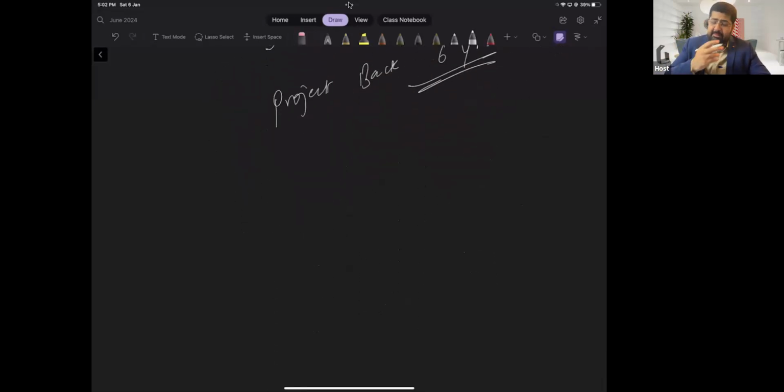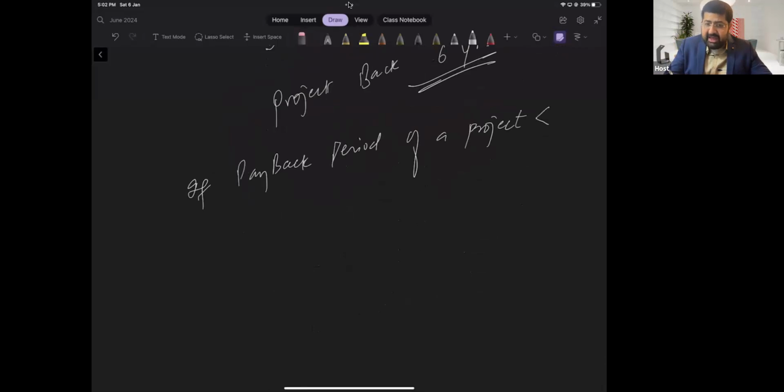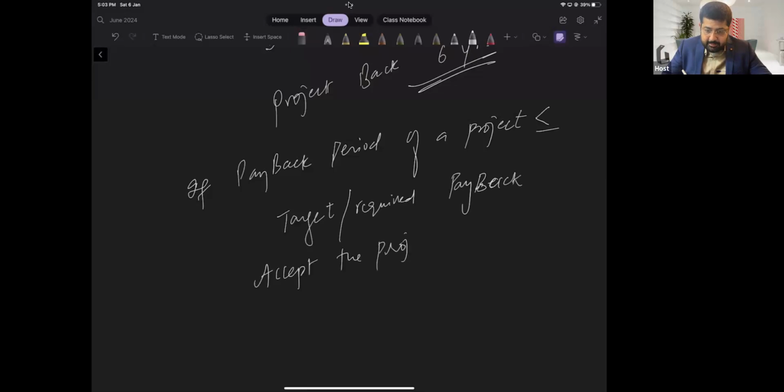Now, that's why we say if the payback period of a project is less than or equal to the target or required payback, which is decided by the company, accept the project. Otherwise, reject it.